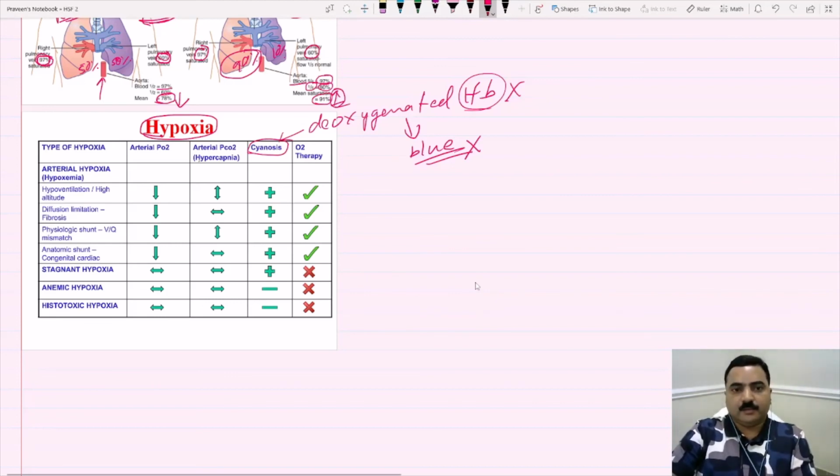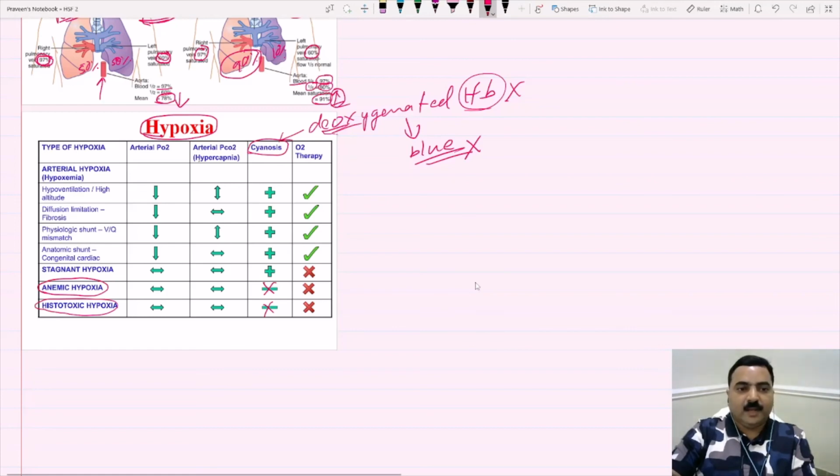Okay, so cyanosis. In anemic hypoxia, caused due to anemia, you will not see cyanosis. In histotoxic hypoxia, that means the tissues are unable to use the oxygen, you will not see cyanosis, because tissues are not able to use the oxygen. That means oxygen stays in the blood, you will not get the deoxygenated hemoglobin. It will always be oxygenated.